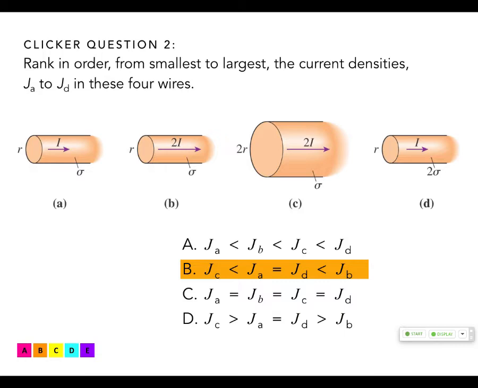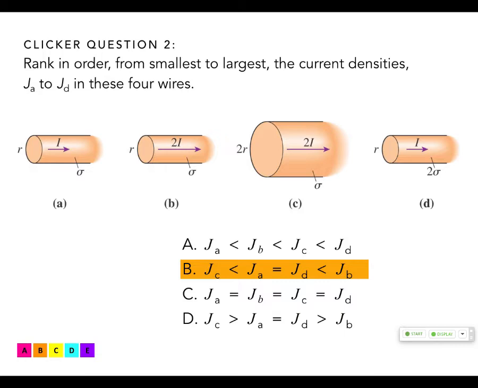Current density B is going to be 2 times current over pi R squared. So this is twice current density A. Current density C is going to be 2 times the current divided by pi (2R) squared. That gives you a 4. 2 divided by 4 is going to be 1/2 of A. Last but not least, D is exactly the same as A.